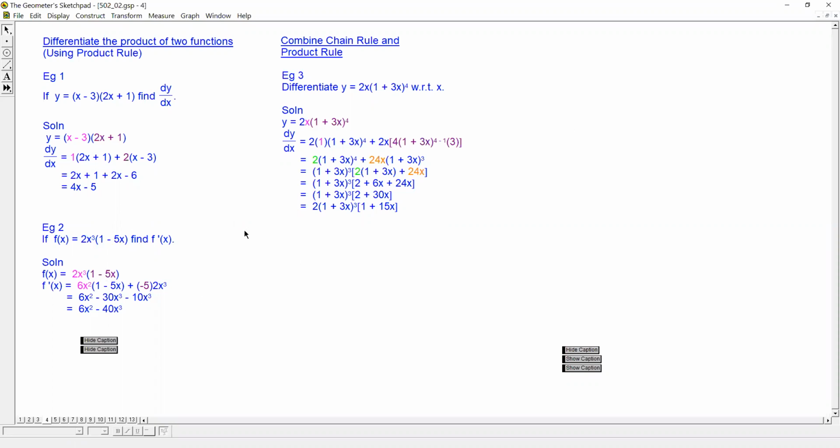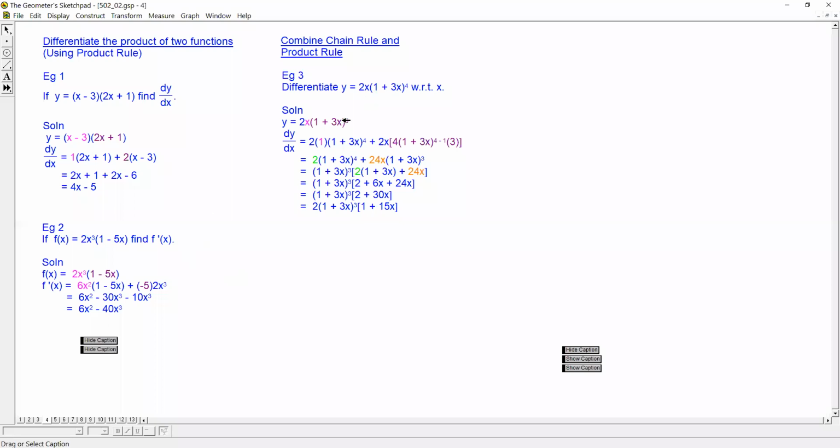Okay, for those that don't understand, you see example 2, there's a number 2 in front. Example 3, there is a number 2 in front. Now this number 2 can be dealt with in two different ways. In example 2, I give the 2 to the x cubed. So I consider the first function as 2x cubed, the whole thing. Then I differentiate as I have shown you earlier.